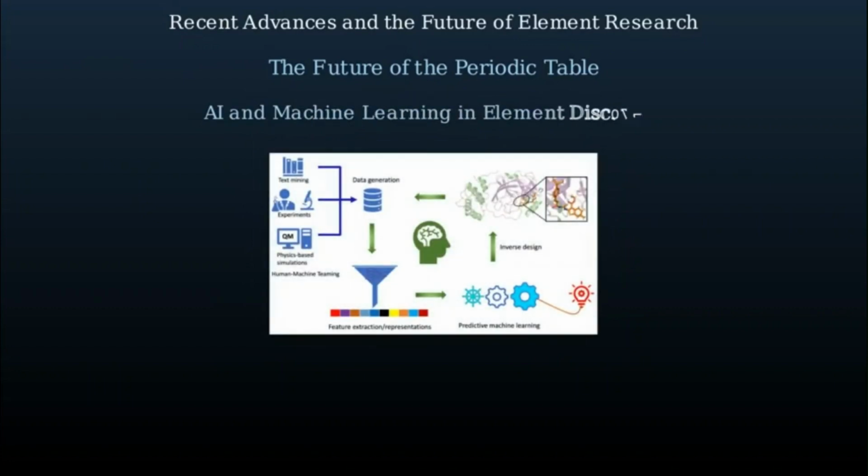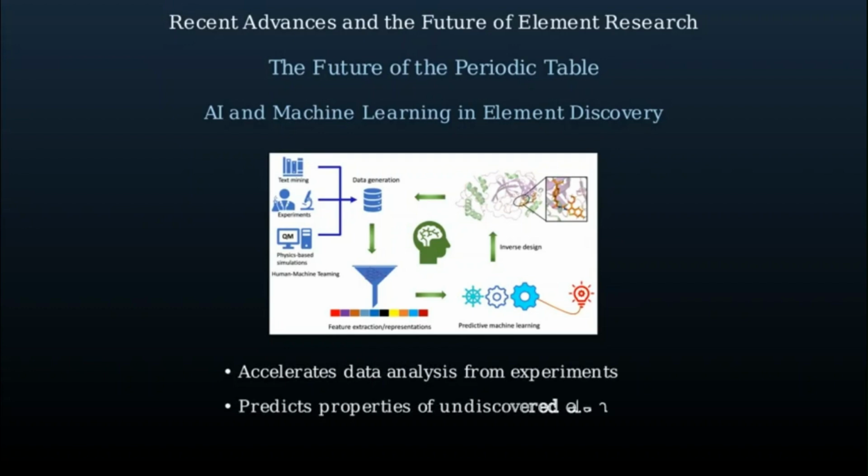Artificial intelligence and machine learning are revolutionizing element discovery and analysis. These technologies accelerate research by processing vast amounts of data and predicting properties of yet undiscovered elements. AI accelerates data analysis from complex experiments, helps predict properties of undiscovered elements, and optimizes experimental conditions to increase the chances of successful synthesis.